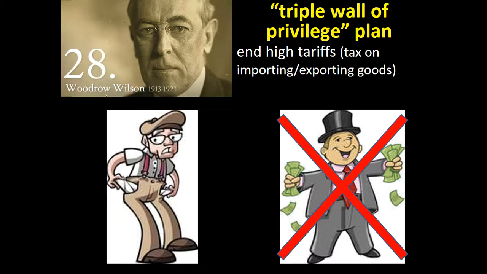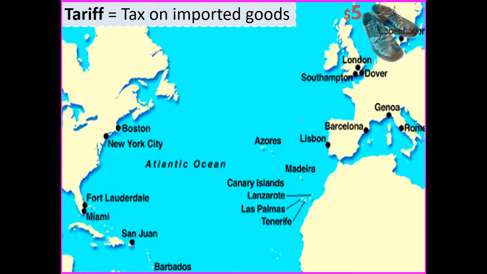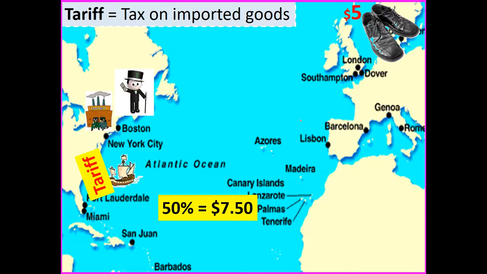And remember, Woodrow Wilson is all about you and not about the rich business owner. So his plan is to get rid of the tariff. Now, when you have the tariff, remember, it jacks the price up and that hurts you. It helps the business owner. That's great for them, but that's bad for you.